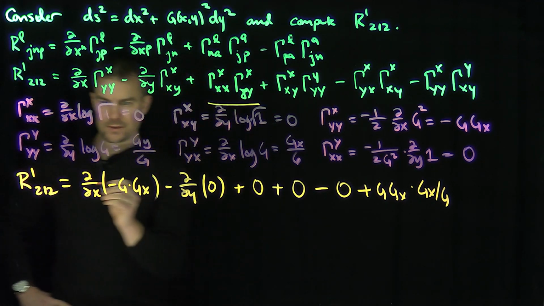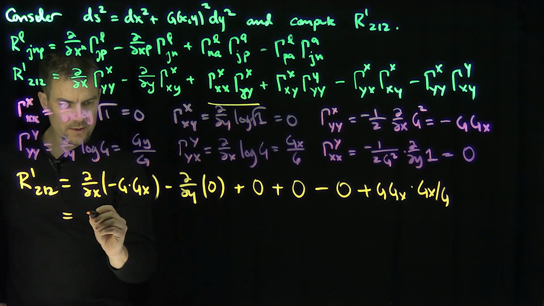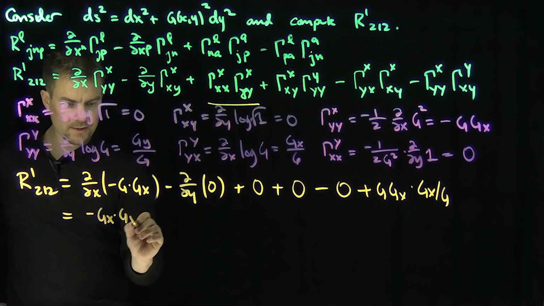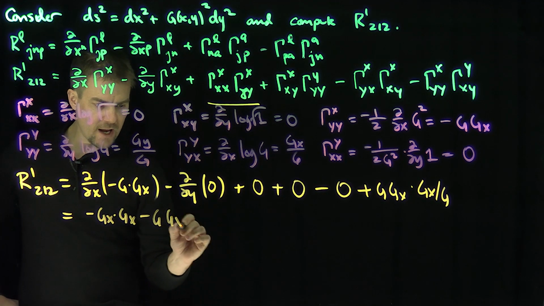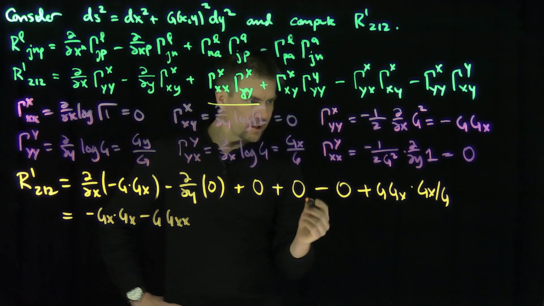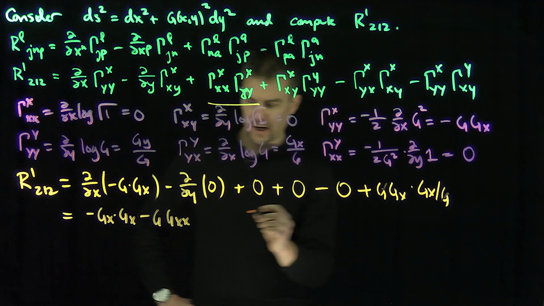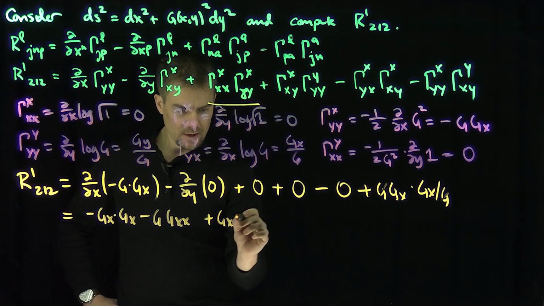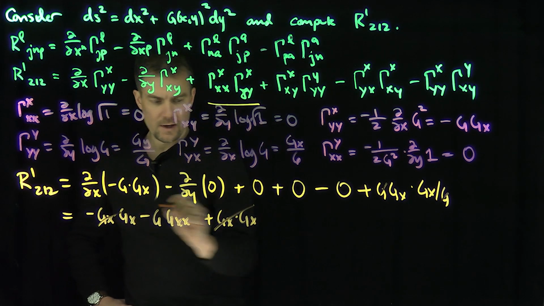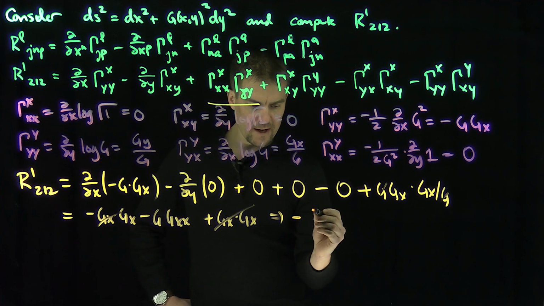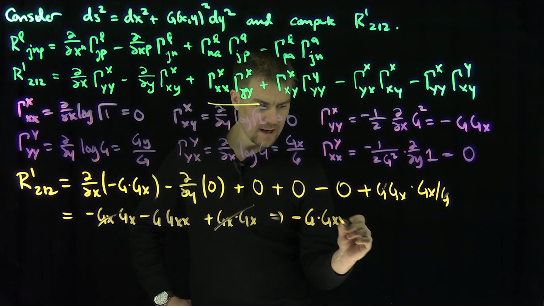Excellent, so let's simplify this. So let's do this derivative over here. This is going to be negative gx times gx, and then negative g times gxx. And all those terms are 0, and then this term over here, the g's cancel, you get gxx. So that's going to be a gx times gx. The gx's cancel out, and we see that this is equal to negative g times gxx.